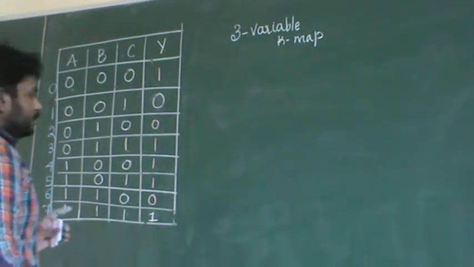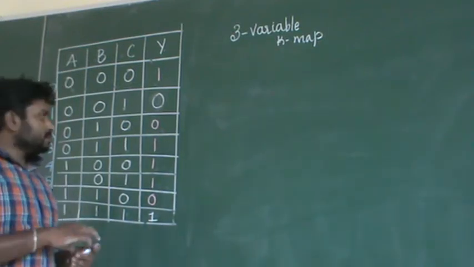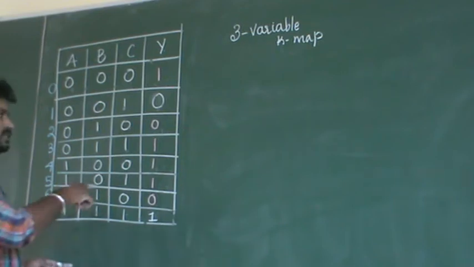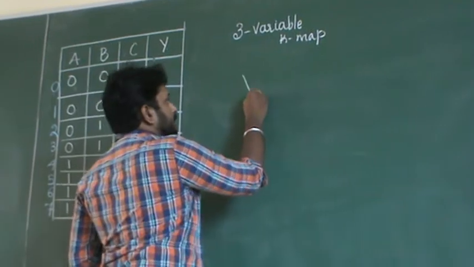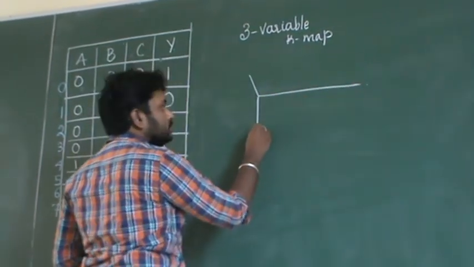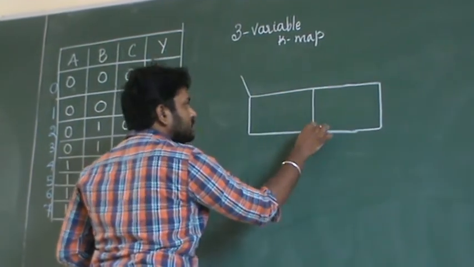Okay, we'll try to understand the second example now. We'll try to write the K-map for this particular truth table. I have just changed some bits here compared to the previous example. As I have taught you, first we are supposed to write like this.